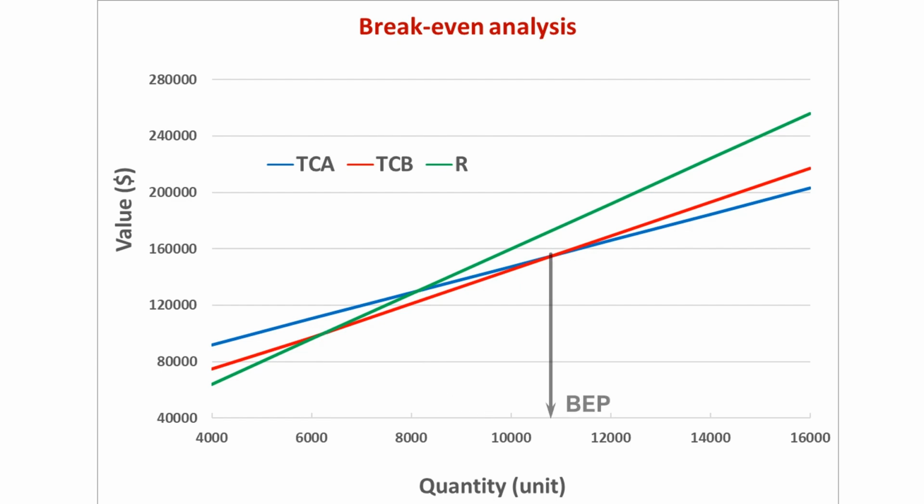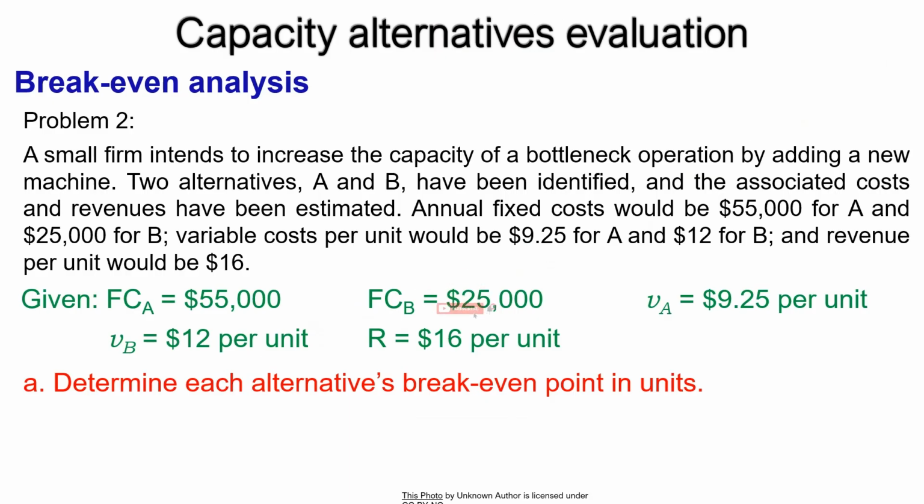The third point is the intersection between alternative A's total cost and alternative B's total cost. We call it BEP, and this is the answer to the second question. If you want to learn how to construct such graph using MS Excel, watch the video in the above link. Let us mathematically solve the first question.